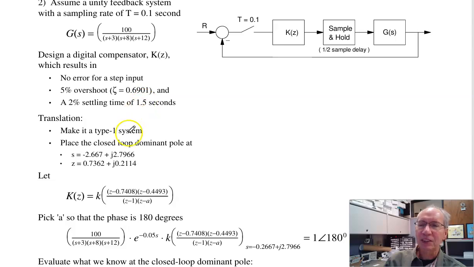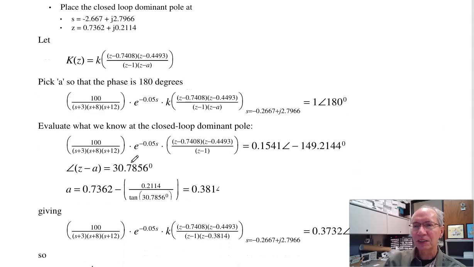Convert to the z-plane, z equals e to the sT. That's where I want to put the poles in the z-plane. Now the approach I'm going to use is, I know what the answer is. Here's s and z. Find a compensator to make the gain -1 at that point. So here's my gain G. This is the sample and hold. Looks like a half sample delay.